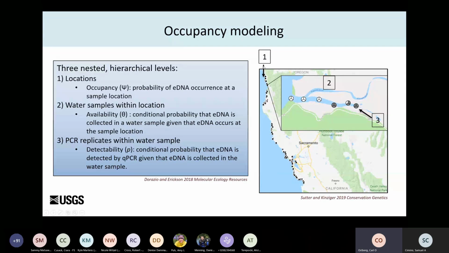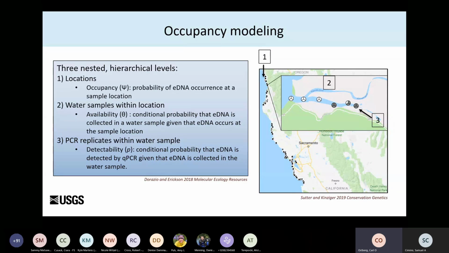So this first level then is sample locations, and you can see the sample locations are on the Oregon and California coast. And so the parameter that's estimated here for the sample location is the probability of eDNA occurrence at a sample location. And you can think of that as occupancy of eDNA.